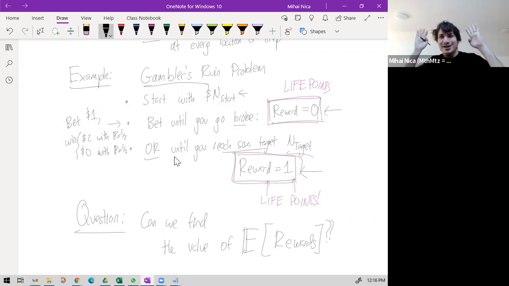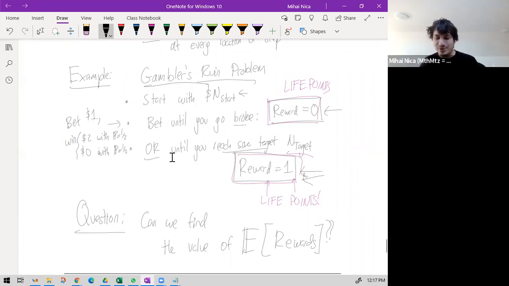So instead of imagining a gambler at a casino who starts with N start dollars, you imagine that there is a drunk guy who is N start meters away from a cliff. And every second he either steps towards the cliff or he steps away from the cliff. And if he gets home, then he's alive and he has 1 life point. But if he falls off the cliff, then he dies. So I'm going with the gambler's ruin. But if you like the drunkard's walk instead, you can call it that. Either way, it's the same problem.